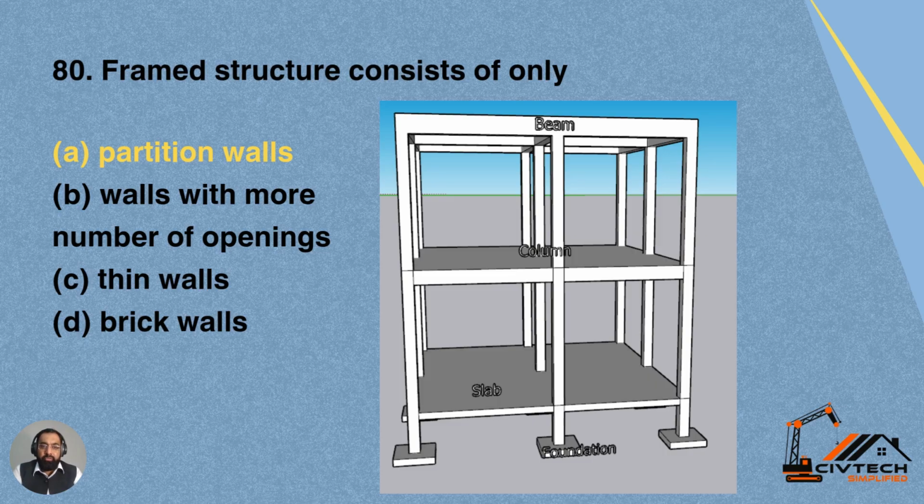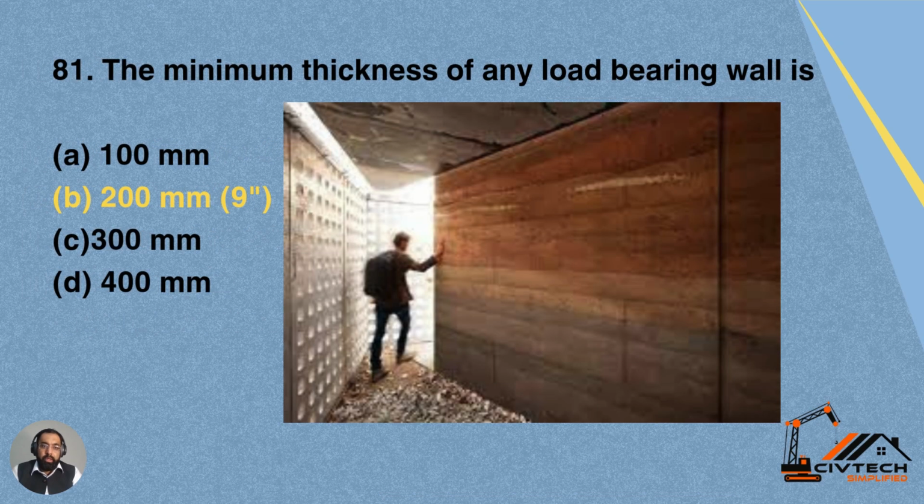Then we have question 80. Frame structures consist of only A, partition walls, B, walls with more number of openings, C, thin walls, D, brick walls. You can see this picture. The picture shows a frame structure which consists of the columns, beams, and slabs. And in between the columns, there are partition walls. So option A is correct for question number 80, which is frame structure consists of only partition walls.